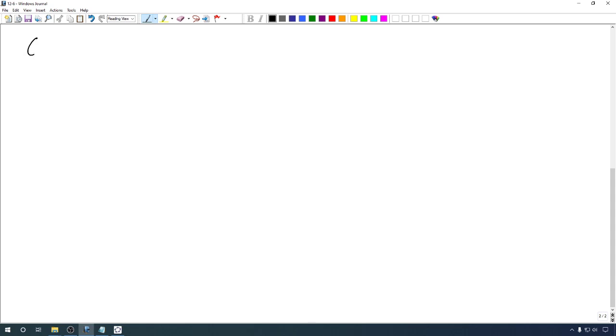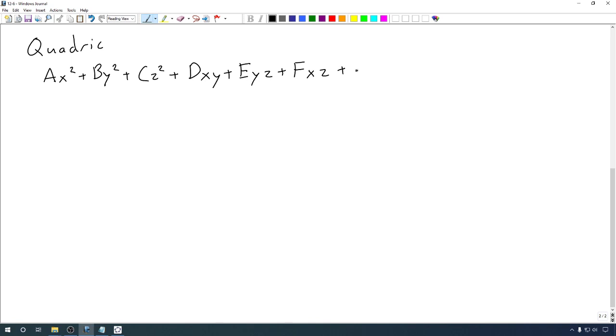Next, we're going to talk about quadric surfaces. So this is the general term for any surface given by a second degree polynomial in x, y, and z. So something with the form ax squared plus by squared plus cz squared plus dxy plus eyz plus fxz. And then of course these are all the second degree terms, but then we also have the first degree terms. So gx, hy, iz, and then of course we can have a constant.